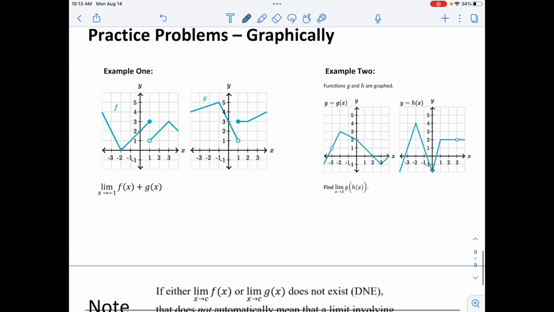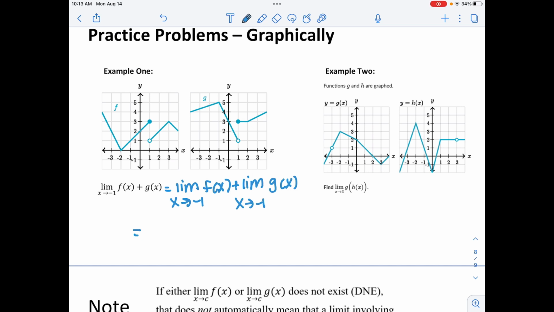Graphically is really similar to just being given these values. So basically for this one, you are trying to find the limit as x approaches -1 of f of x plus g of x. So you're going to find those two limits separately, and then you're going to add them together. So now you just have to find them rather than being given them.